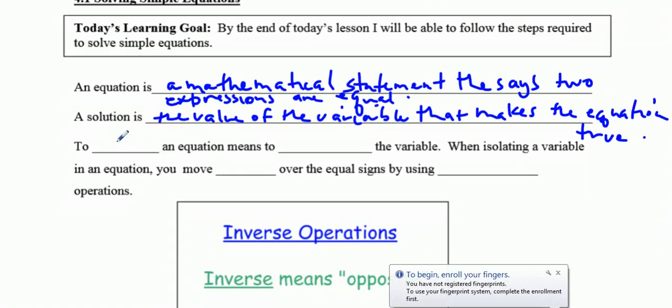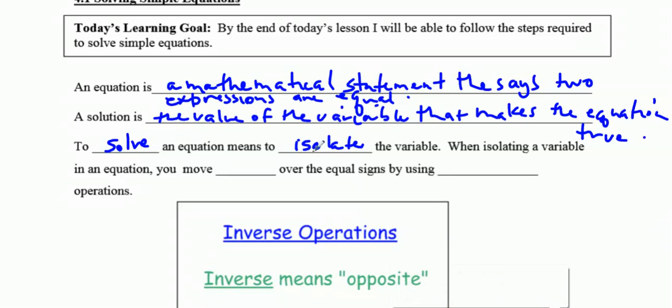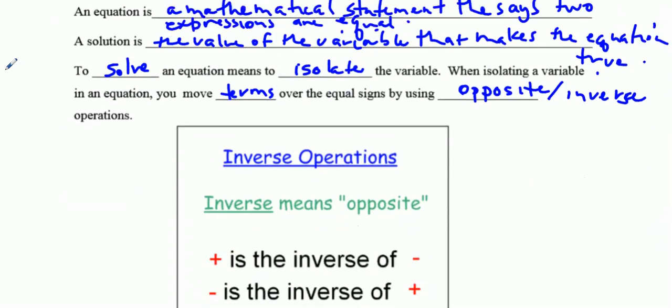So to solve an equation means to isolate the variable. And when you're isolating a variable in an equation, you move terms over the equal sign by using opposite operations, or inverse operations. Let's just put opposite / inverse.